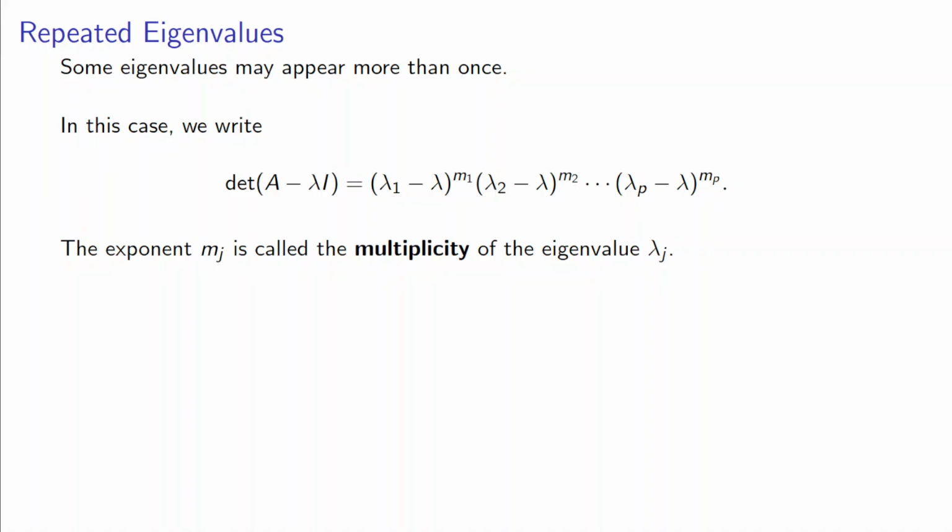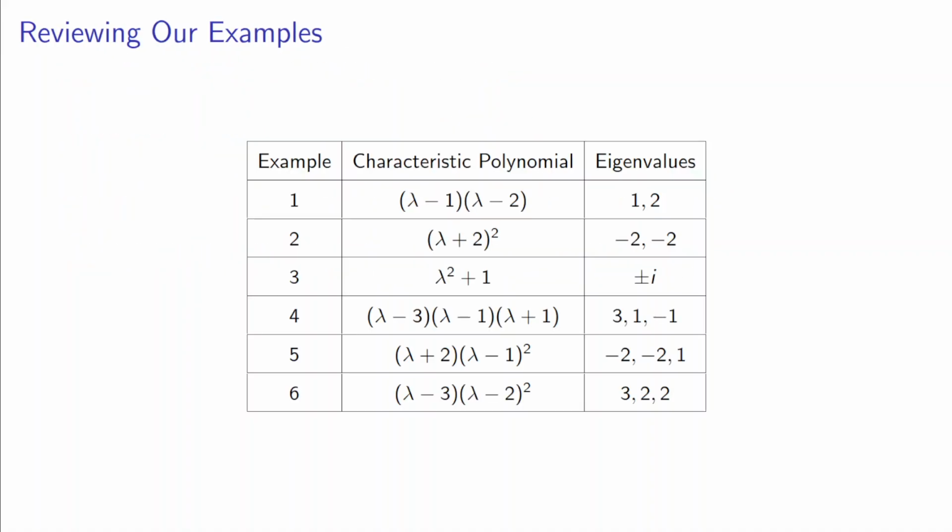Some eigenvalues may appear more than once. So in this case, we can write this form as lambda 1 minus lambda to the m1, lambda 2 minus lambda to the m2, down to lambda p minus lambda to the mp. That exponent is what we call the multiplicity of the eigenvalue lambda sub j. So if we come back over here, you can see that in example 2, we had a 2 here. So we would say that this eigenvalue, negative 2, appears with multiplicity 2.